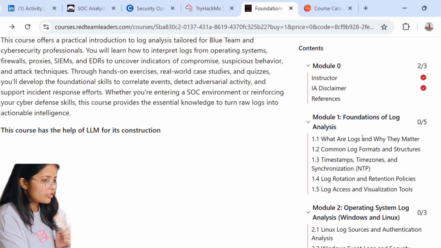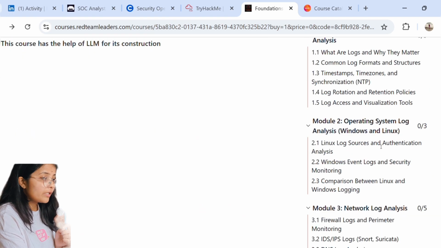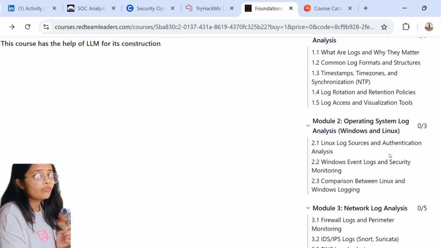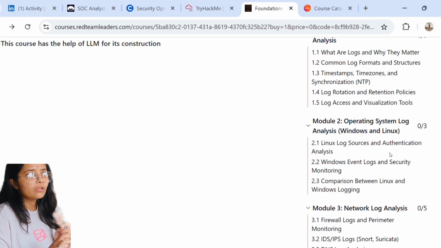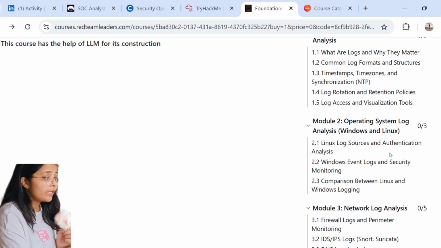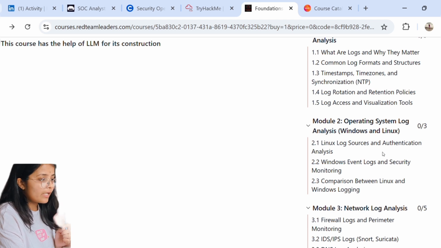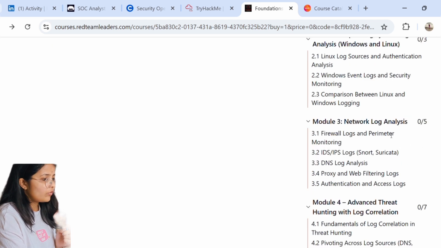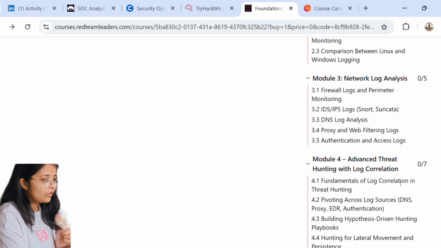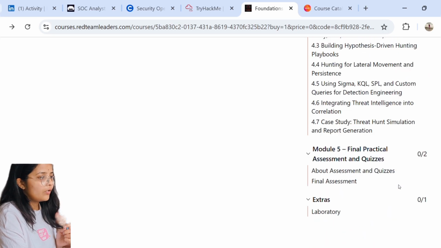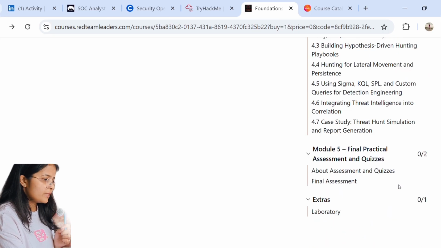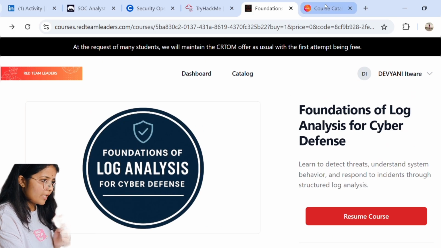So it contains foundations of log analysis, and operating system log analysis, which covers Windows and Linux. And as a SOC analyst, it is very difficult to read a log which comes from Linux, so it covers that as well. Next is network log analysis, advanced threat hunting with log correlation, a final practical assessment, and quizzes and labs as well. So this is about log analysis for cyber defense.